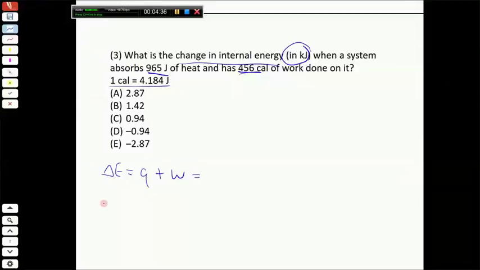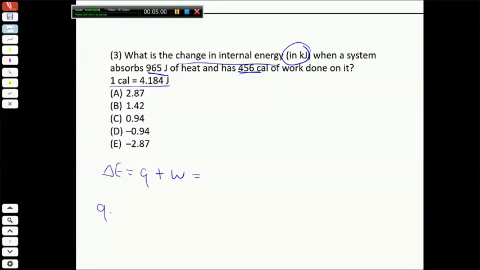So let's talk about the heat and the work separately then. The other thing too is that in these types of problems, we're not going to necessarily give you the sign for Q and W directly. Whether it's positive or negative is going to be determined by whether the work is being done on or by the system and whether the heat is being absorbed or released. So you have to read the problems closely to see what the correct positive or negative sign is.